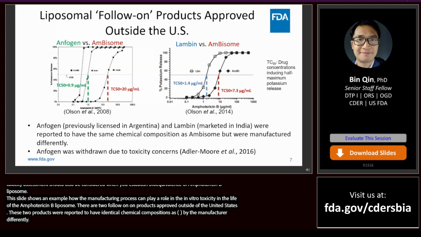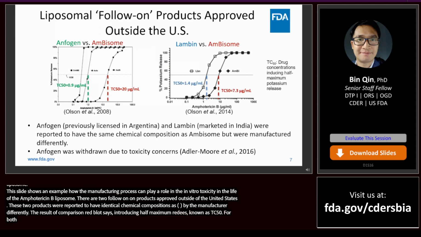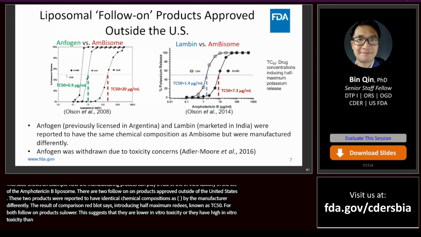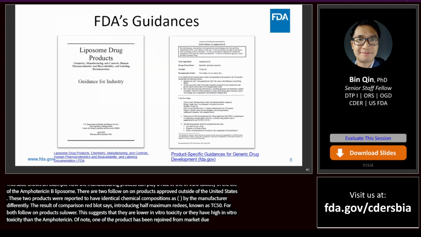The result of comparative red blood cell assay shows that the drug concentration inducing half maximum potassium release, also known as TC50, for both follow-on products are substantially lower than that of Emulsions. This suggests that they have higher in vitro toxicity than Emulsions. Of note, one of the products, Amphotericin, has been withdrawn from market due to toxicity concerns.